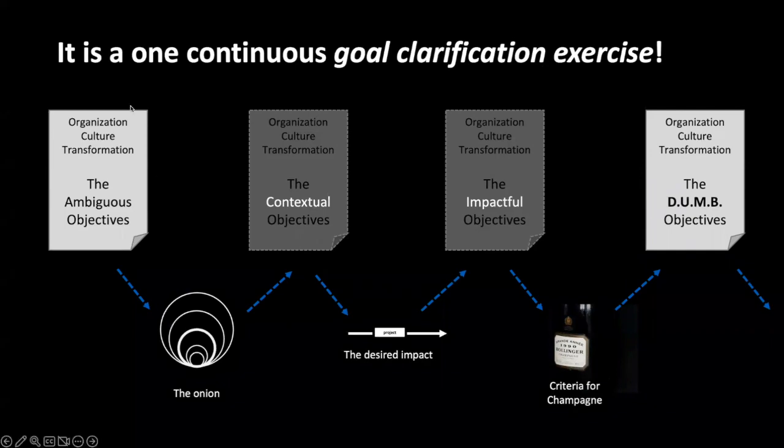So what this image is trying to tell you is, you start with some ambiguous objectives. Remember the very first drafts. Then you do the onion, and it helps you clarify the context. And then you do the desired impact. And now you have impactful objectives to understand what's the impact on the objectives. And then you do the criteria for the champagne. And now you have those contextual objectives with being impactful, and now they are dumb. They are actually really good objectives because everybody understands them, they're measurable, and so forth.